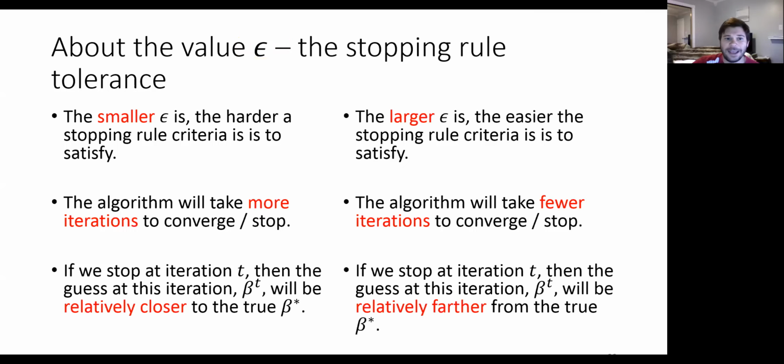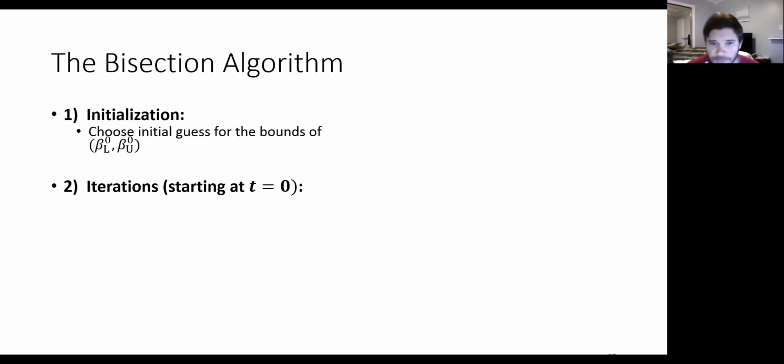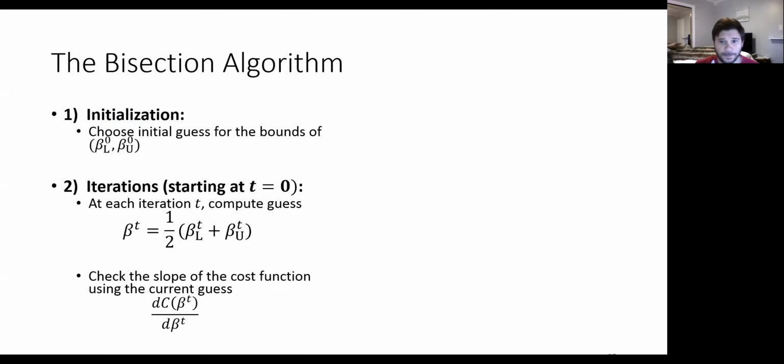Okay, so let's go ahead and discuss the full structure of the bisection algorithm. Step one, in initialization, we are choosing the initial guesses for the boundaries, the upper and lower bound at iteration 0. And then we move into the iterations, starting with t equals 0. At each iteration, we're going to compute our guess by bisecting. Then we check the slope of the cost function, and we're going to use that check on the slope to update our guess.